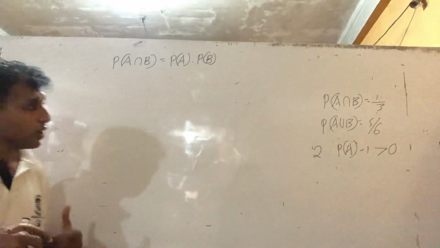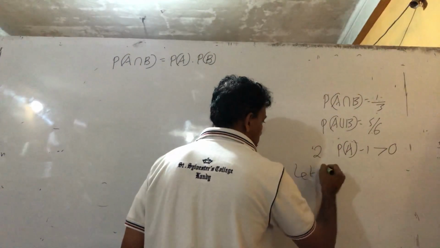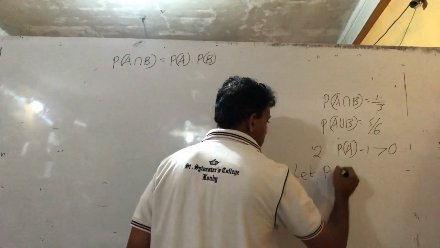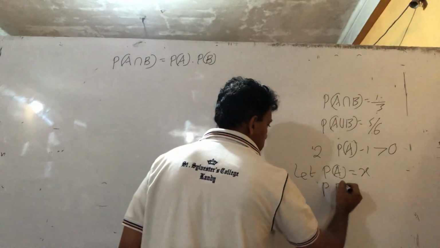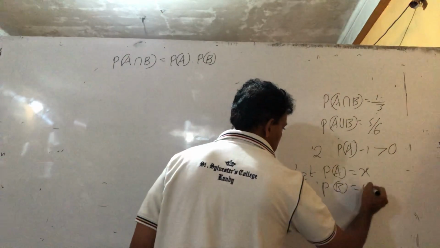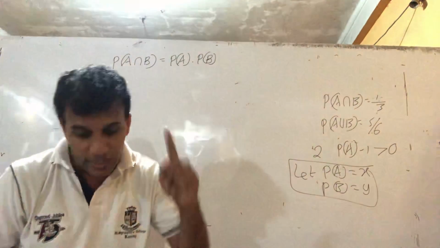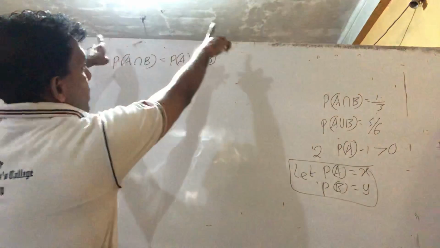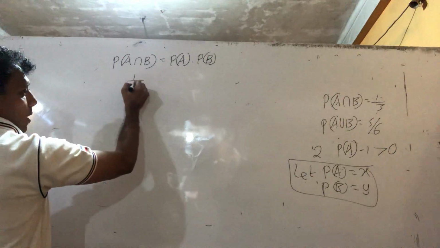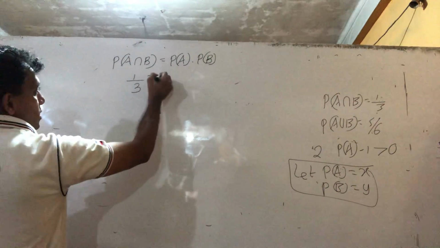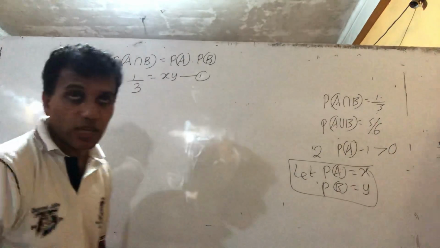So build up an equation and try to format it. Let probability of A be x and probability of B be y. We have to show x over y is 4/3. Coming to the independence equation given, 1/3 equals xy. That is the first equation.